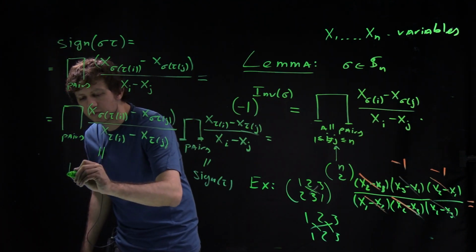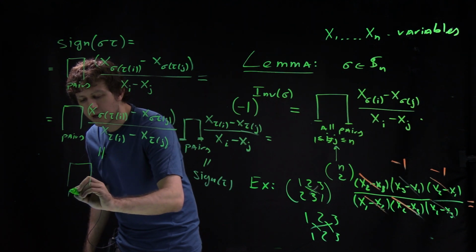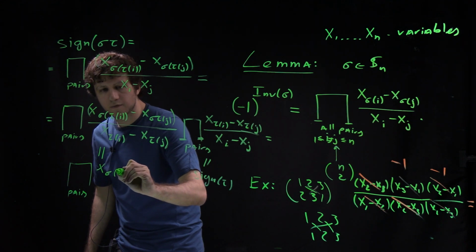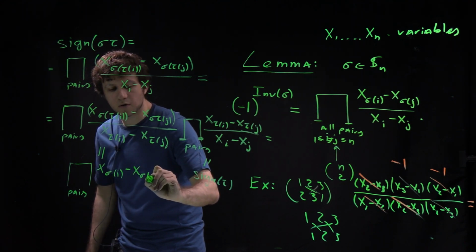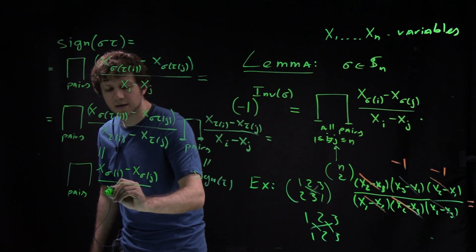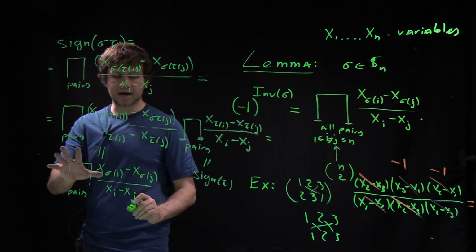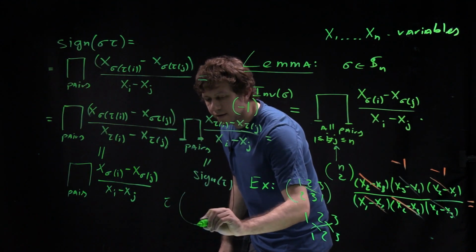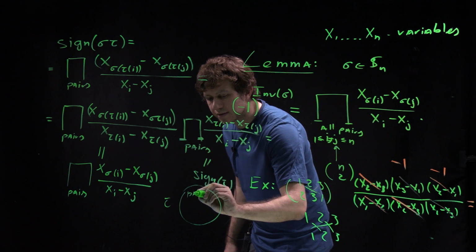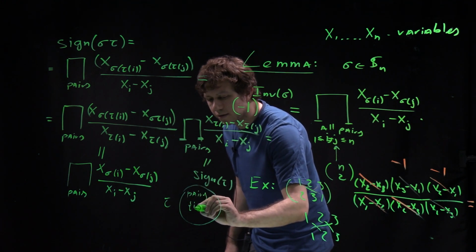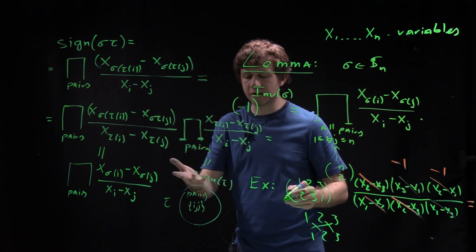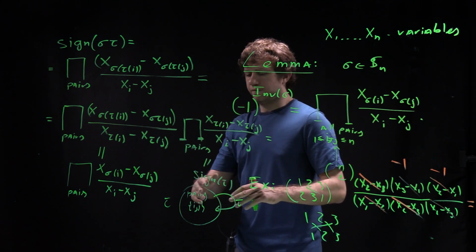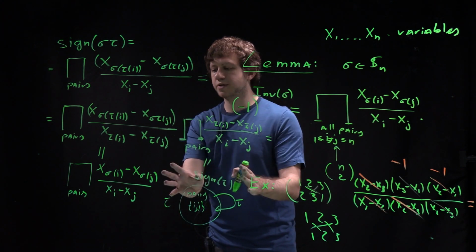So this is why it equals the product over all pairs of x sigma of i minus x sigma of j divided by xi minus xj. And again, algebraically, the idea is that tau is, if you look at the set of pairs ij, just subsets of size 2 of the set of our indices, then tau is a bijection from the set to itself. I mean, it relabels elements, it will relabel the pairs, it is a bijection.